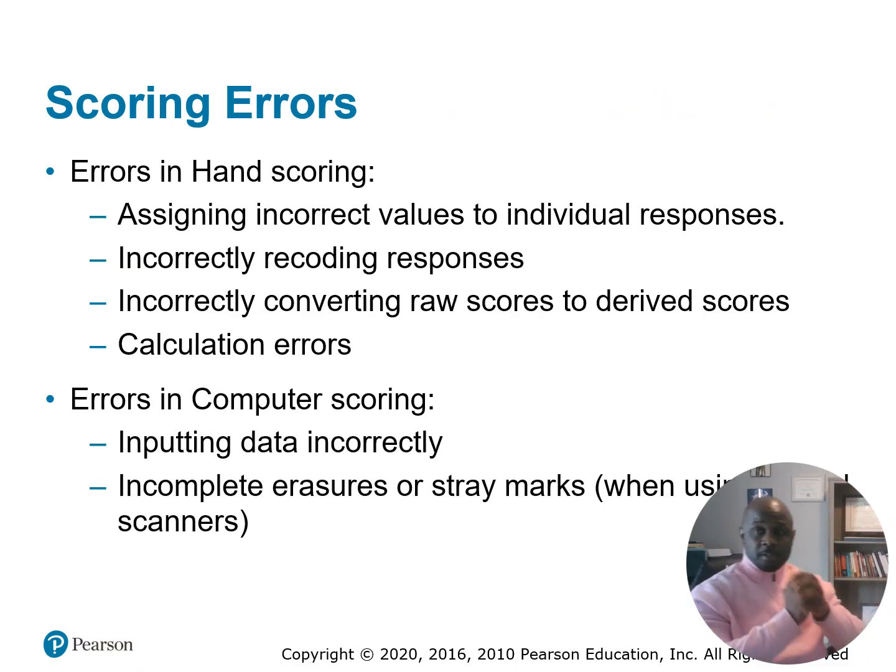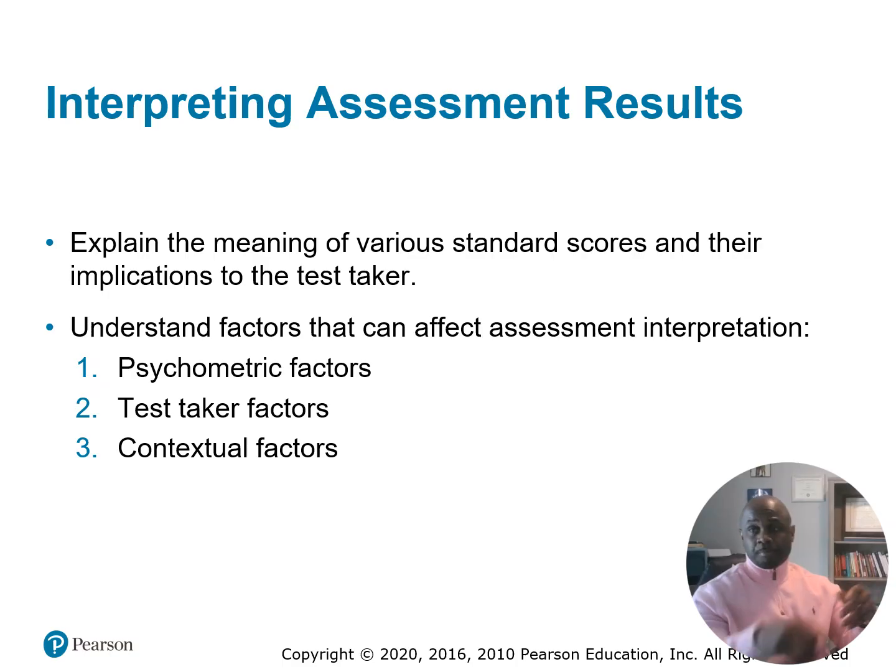So scoring errors: errors in hand scoring, assigning incorrect values, incorrectly recoding responses, incorrectly converting raw scores to derived scores, calculation errors can come into play. Errors in computer scoring, that means inputting data incorrectly, incomplete erasures or stray marks can be an issue with computer scoring.